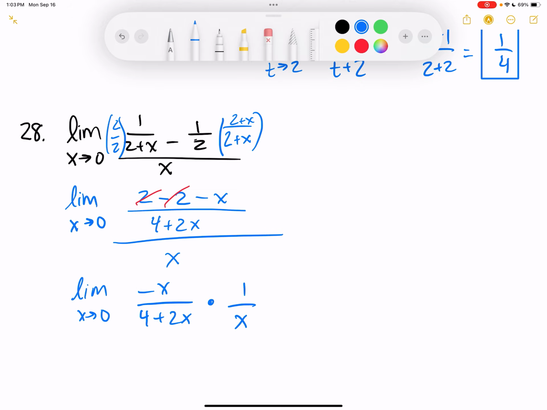And we know why I multiplied by 1 over x, right? You can cancel out the x's. Yep, and that would leave me with negative 1 over 4 plus 2x. Plug in 0 and I get negative 1/4.